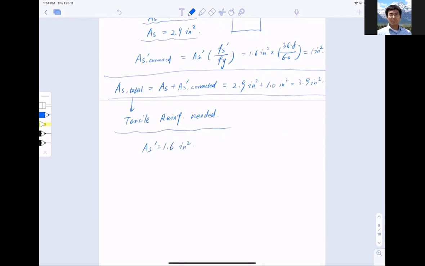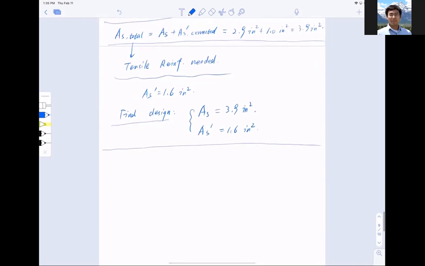Now with this, I would say at the final design, I will need a tensile reinforcement of 3.9 inch squared and a compressive reinforcement AS prime of 1.6 inch squared. So that is the final design. Okay, are we done yet? Not yet. Why? Because now we need to select the bars.